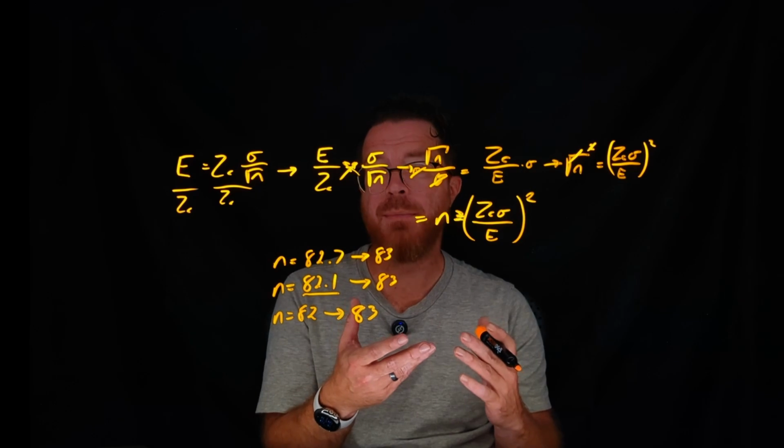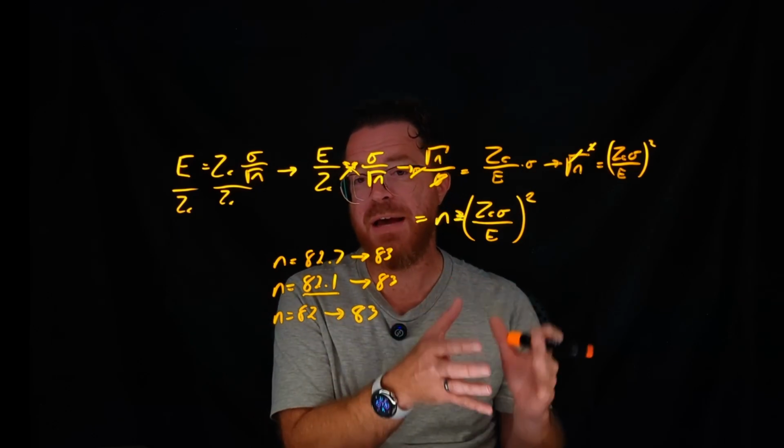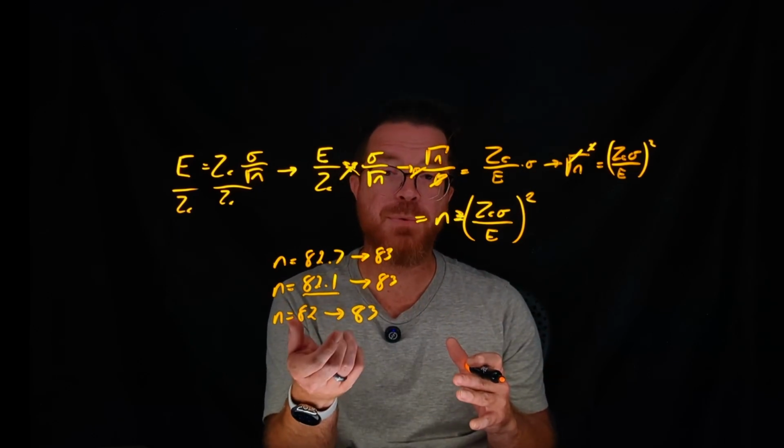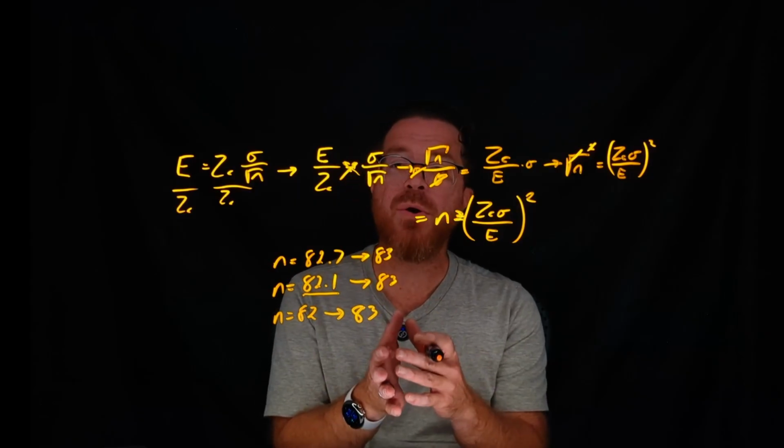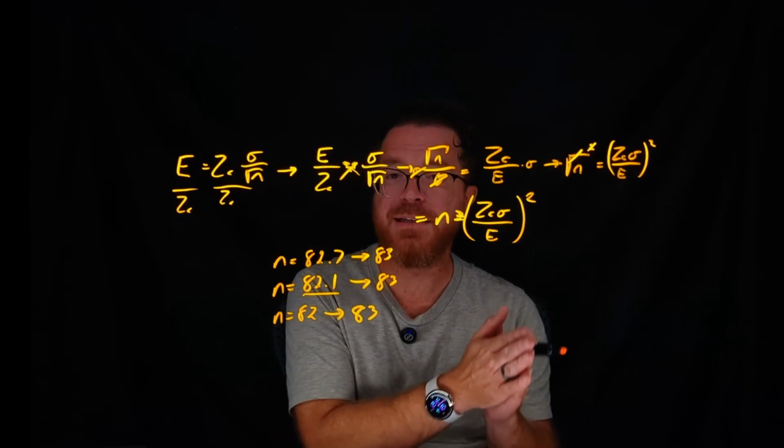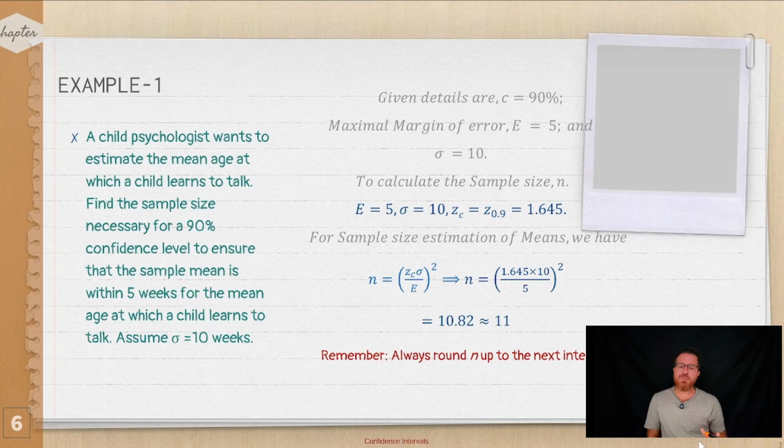In fact, when we're doing these problems, you're actually going to be getting two n values. You're going to get the minimum sample size calculated, and then you are also going to have the minimum sample size that you will use. Now let's do a couple examples to see how this works.